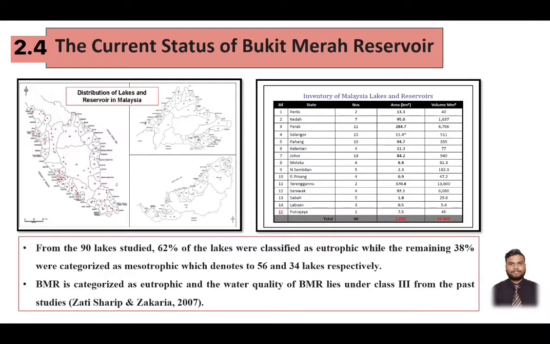Next, we'll be further talking about the current status of BMR. As far as I know, we have around 90 lakes and reservoirs in Malaysia. From the 90 lakes, it has been identified that 62% of them are eutrophic, while the remaining 38% of the lakes are mesotrophic, which denotes 256 and 34 lakes respectively. As for BMR, it is categorized as eutrophic and the water quality lies under class 3, according to the Department of Environment.